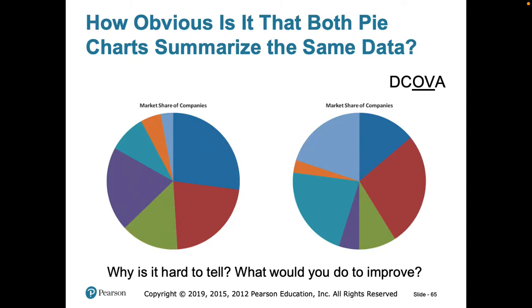Now take a look at this. How obvious is that both pie charts summarize the same data? It's kind of hard to tell, right? I mean, think about this. Look at this. It's the same data, but it's kind of hard to tell that it's the same data.